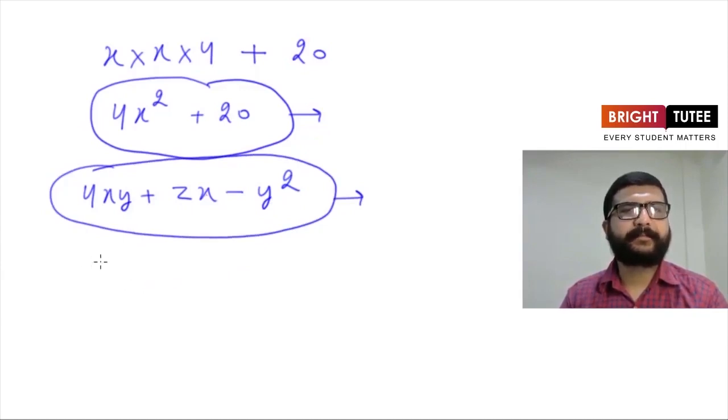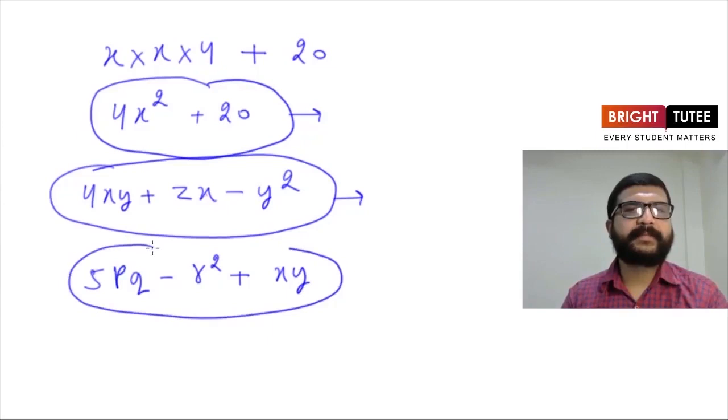Can we have any other example? Yes, we can have 5pq minus r square plus xy. Now here again two variables are combined. See, for the first one, how we formed 5pq. First we multiplied p and q, that is we combined two variables, and then we multiplied a constant 5 with it, and then we subtracted r square from it. And how was r square formed? r square is formed by multiplying r with r. So this is again an algebraic expression.